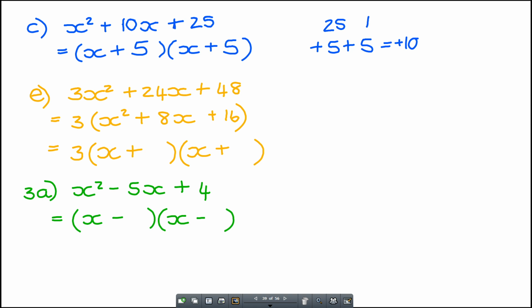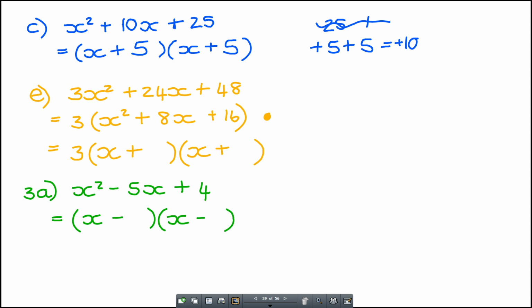Okay. The 25 and 1, you'll see I didn't use that because I can't get to 10 using those two numbers. Okay. Now over here, you will see that there's a coefficient in front of the x squared. So what I had to do there is first take out a common factor of 3. So you'll see here in my first step, I took out a common factor of 3.